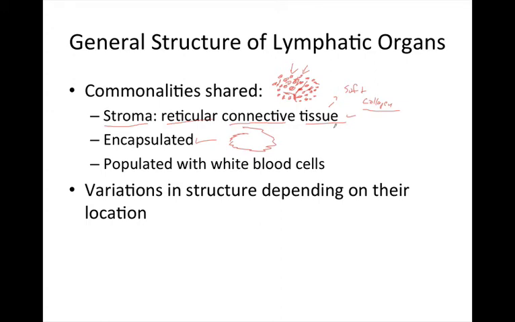All right, and then obviously all these lymphoid organs are densely populated with white blood cells. All right, not just T and B cells, but also phagocytes, which I'll explain in a little bit. All right, now typically the variation in structure a lot of times depends on their location, because for example, tonsils have really thin outer capsules. Now think about that versus, like I said, the spleen, which has a really thick capsule that surrounds it.